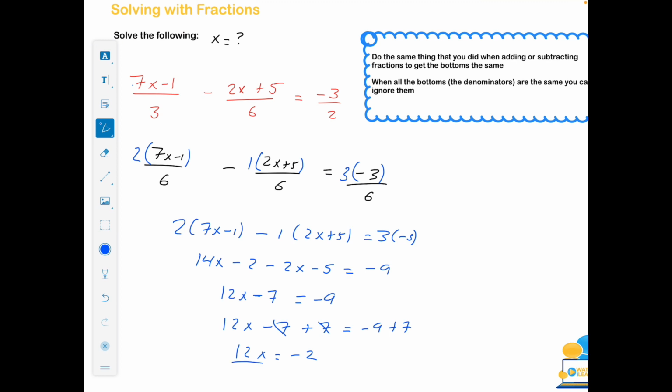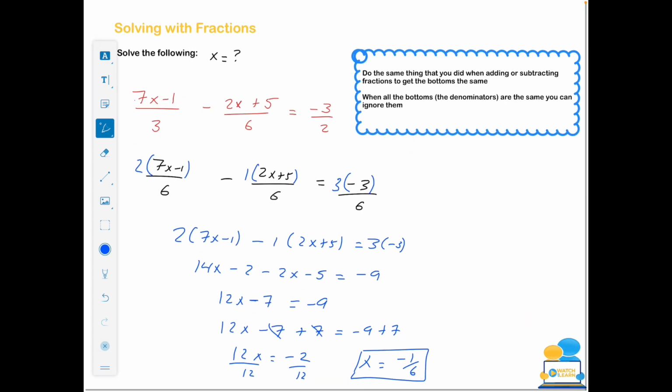To get rid of that 12, we divide both sides by 12, which gives us x is equal to minus 1/6 as our answer there. What we did there was relatively straightforward, very like the last ones. You just have the bit of solving at the end. That's your only real difference there.